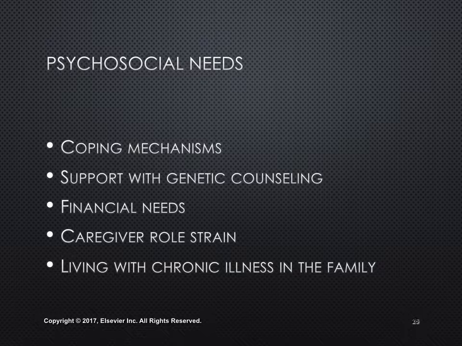There's a lot of financial needs involved with this because of all the blood transfusions and frequent hospitalizations that these kids have to go through. Obviously, caregiver role strain is something that is a very real issue because really there has to be somebody within the family that's able to take off work and deal with the crises that these kids have from time to time. And then living with chronic illness in the family is always a stress and a strain for them as well.